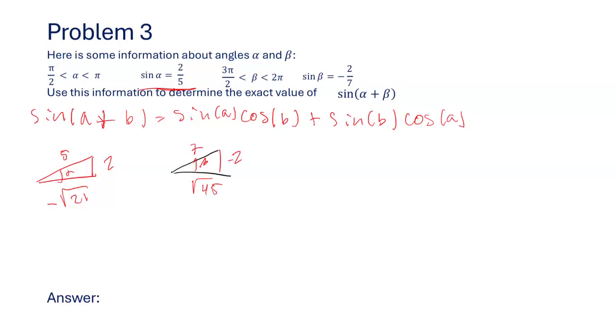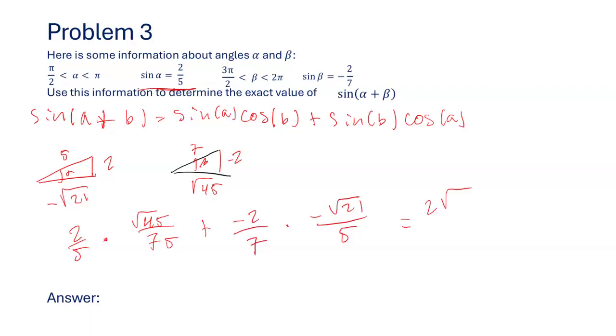Now we just plug it into our formula here. So sine of alpha is 2/5 times the cosine of beta, which is root 45 over 7, plus the sine of beta, which is negative 2/7 times the cosine of alpha, which is negative root 21 over 5. And when you multiply all that out, it simplifies to 2 root 45 plus 2 root 21 over 35.